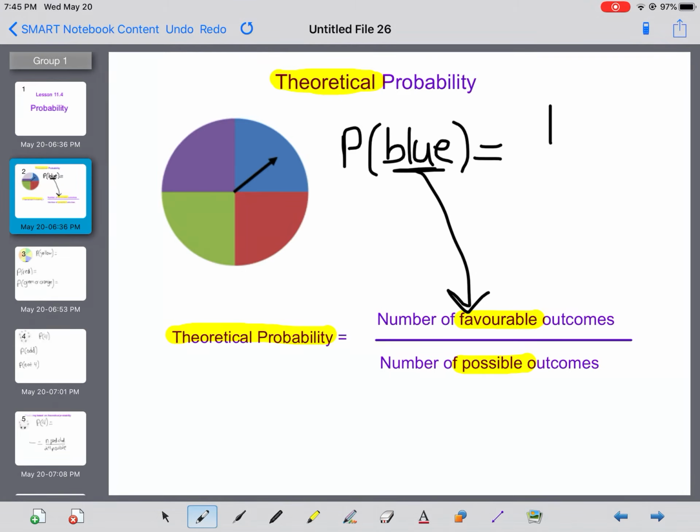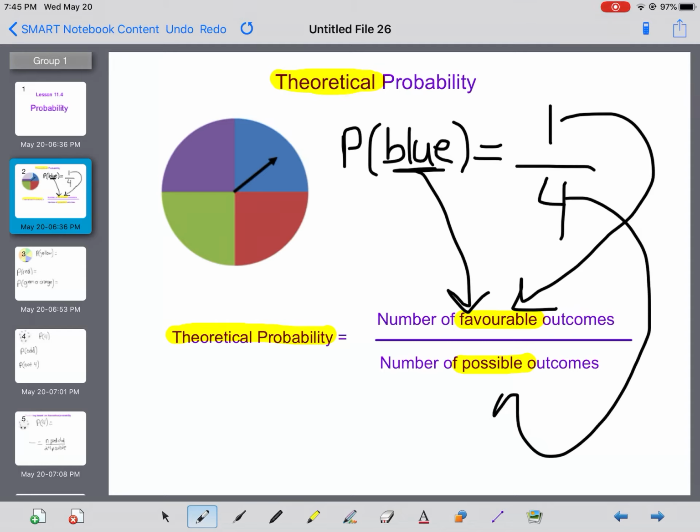If I look at my spinner, blue shows up once out of 4 times. So the number of favorable outcomes is blue. It shows up 1 time out of the number of possible outcomes, which is 4. So the probability of me spinning a blue is 1/4. If I wanted to, I could put that into percent, 25%.